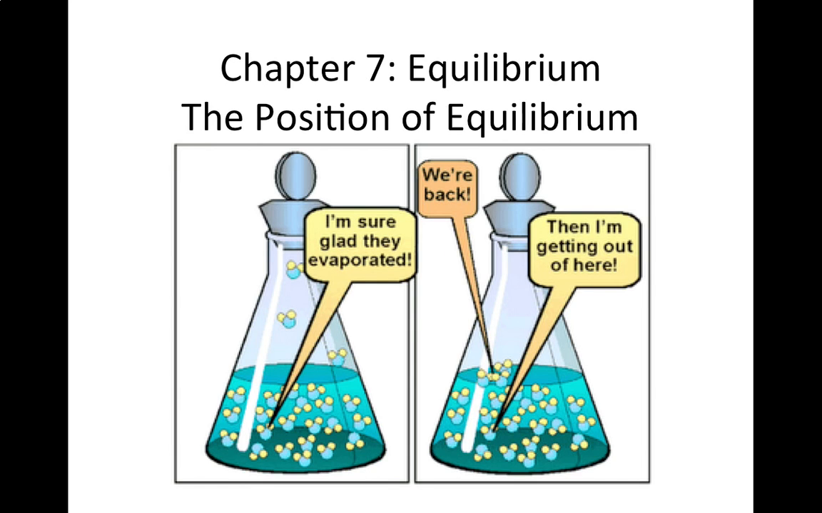We are going to be able to calculate the position of where our equilibrium is. So we've got a cute little cartoon Erlenmeyer flask there with the solution of things, and they say, boy, I'm sure glad that they evaporated, and they come back to the party and they say, uh-oh, I'm getting out of here because it's too full now. So we have this constant going back and forth to make sure that we are staying at equilibrium, and when we change things, then the solutions have to change in a way to get back to that equilibrium.